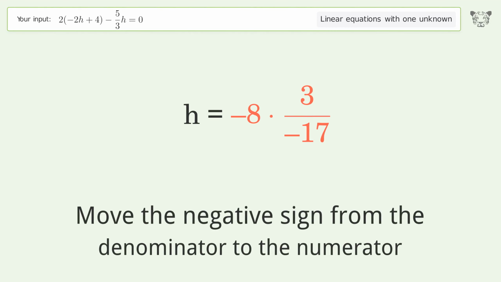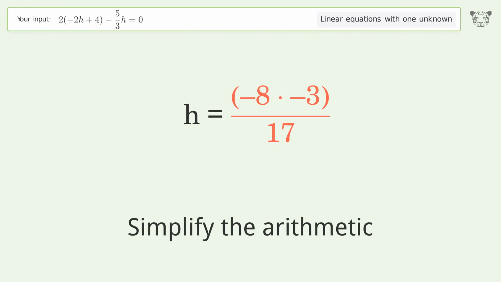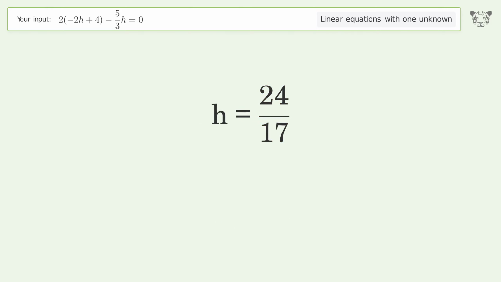Move the negative sign from the denominator to the numerator. Multiply the fractions. Simplify the arithmetic. And so the final result is h equals 24/17.